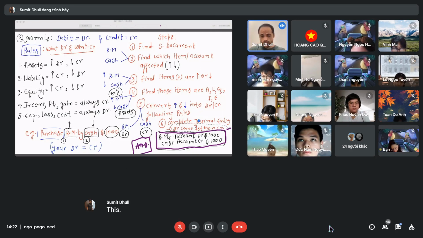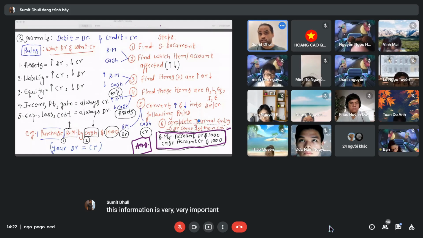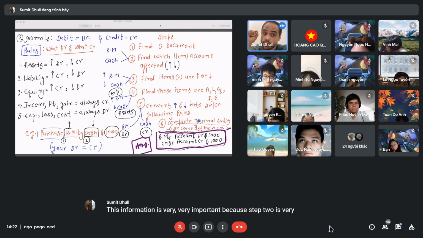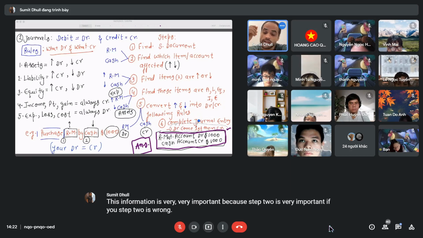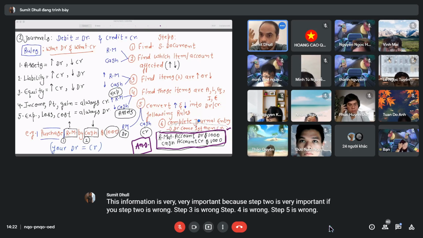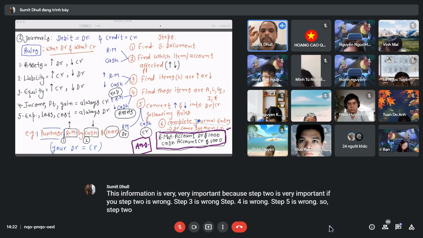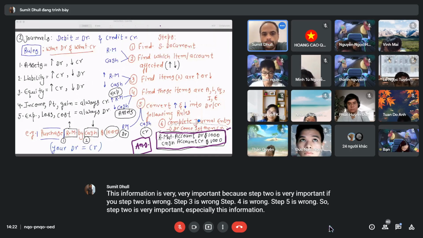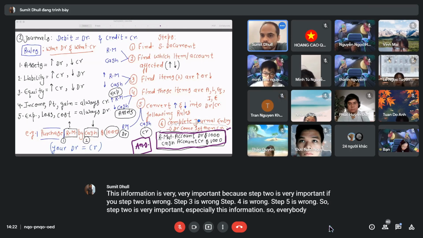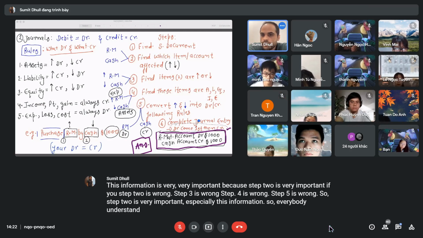This information is very, very important, because step 2 is very important. If your step 2 is wrong, step 3 is wrong, step 4 is wrong, step 5 is wrong. So step 2 is very important, especially this information. So everybody understand? Can we do now the next source document?